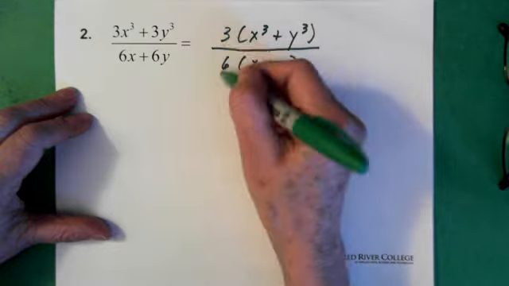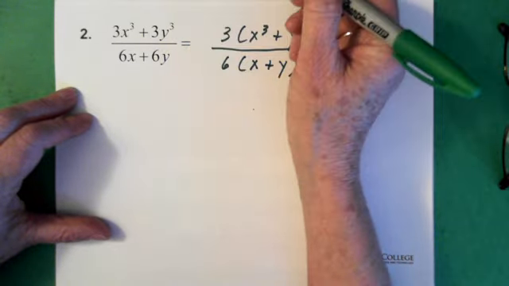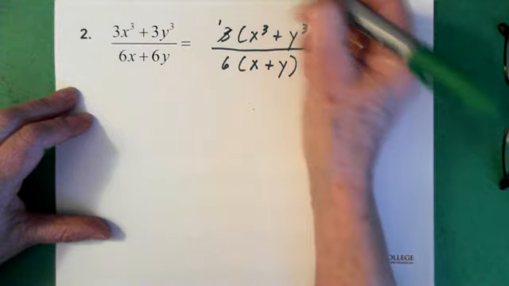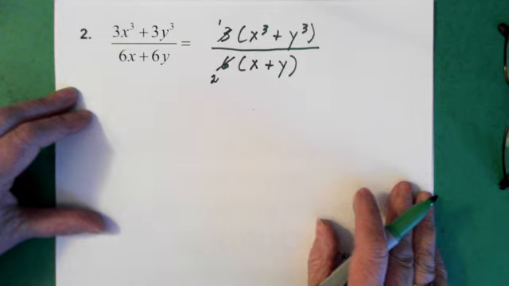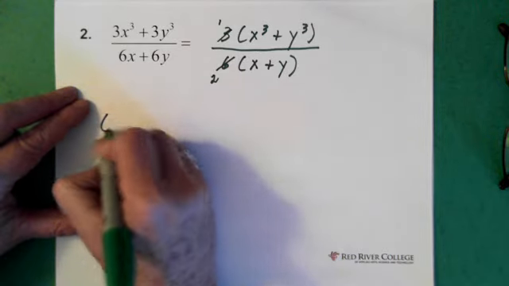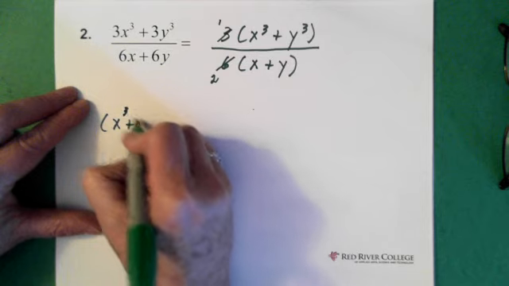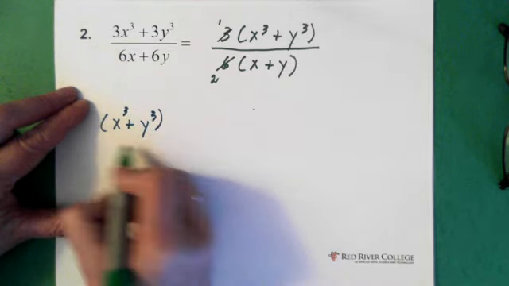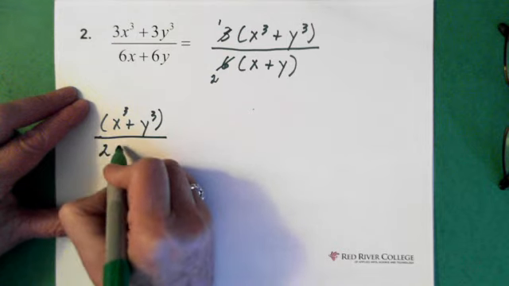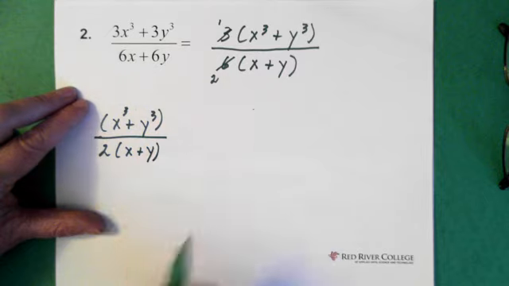All right. Now these two can be reduced. They're both divisible by 3, so this becomes a 1, and this becomes a 2. All right. So now we have x cubed plus y cubed divided by 2 times x plus y.